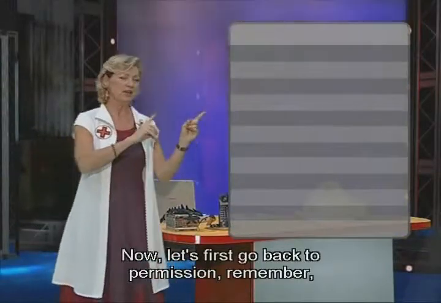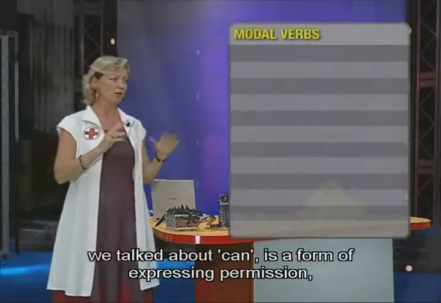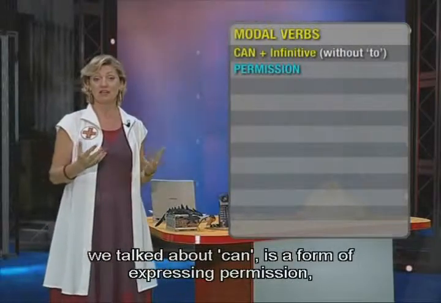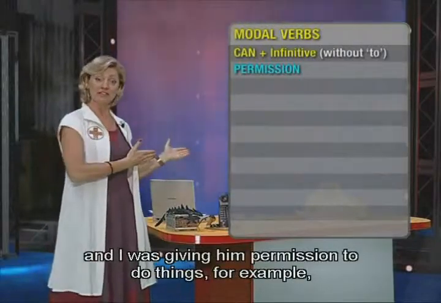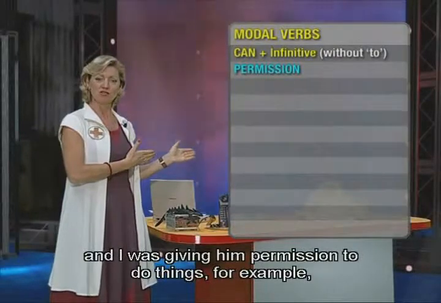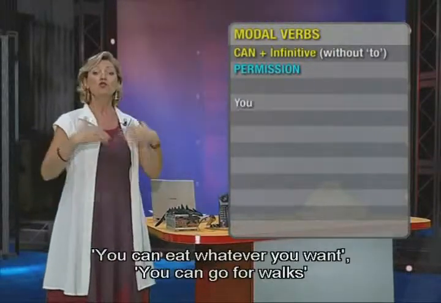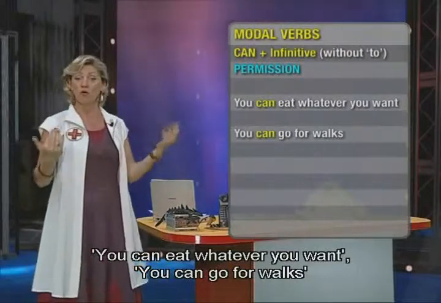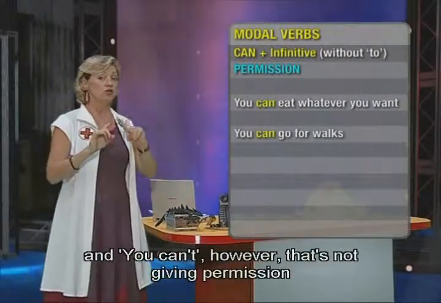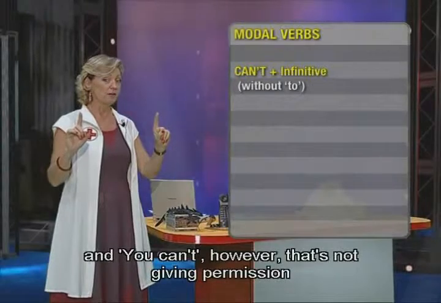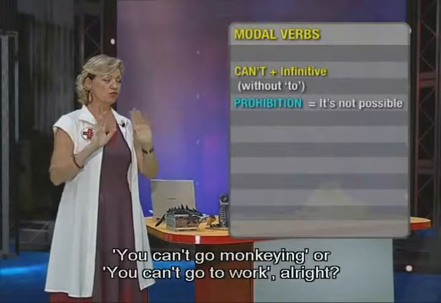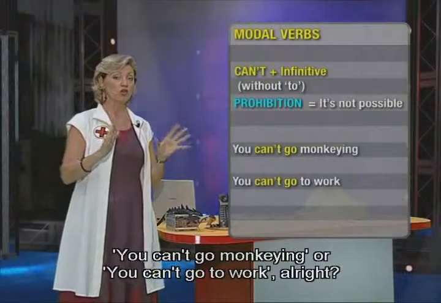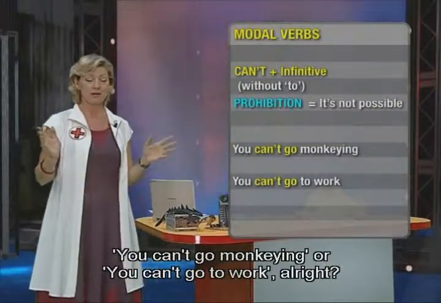Now, let's first go back to permission. Remember, we talked about can is a form of expressing permission, and I was giving him permission to do things. For example, you can eat whatever you want, you can go for walks, and you can't, however, that's not giving permission, you can't go monkeying or you can't go to work, all right?